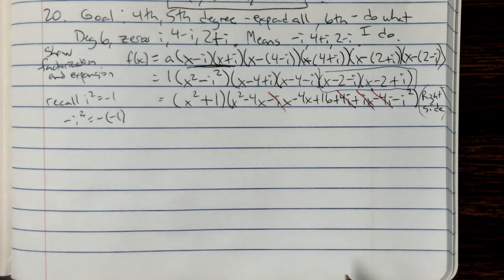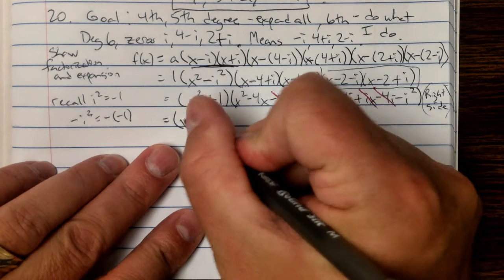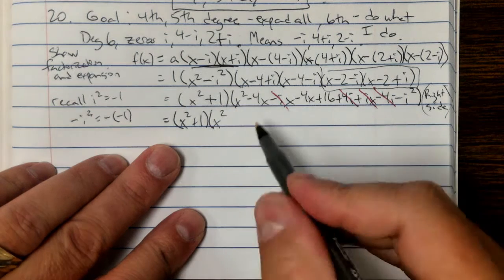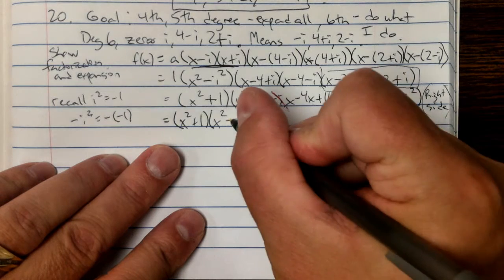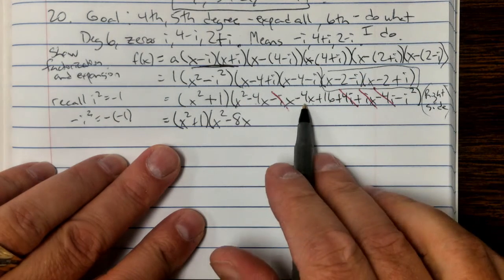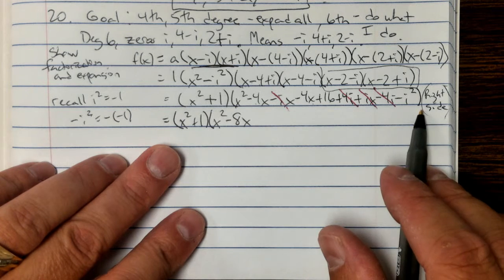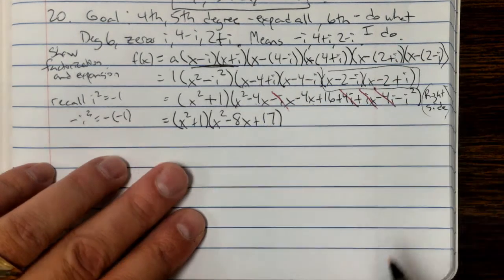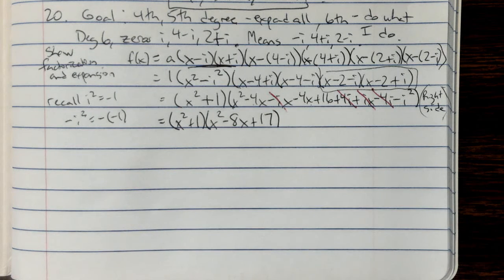And then we also have some like terms we can combine. So we have x squared plus 1, and then x squared. Negative 4x minus another 4x is negative 8x. And then 16 minus a negative 1 is 16 plus 1, so that gives you 17. So all of that expanded to x squared minus 8x plus 17.